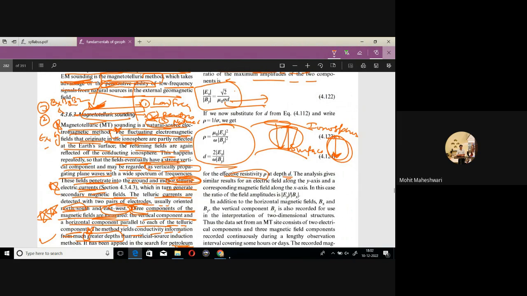Okay, so the analysis gives a similar result for the electric field along the y-axis and a corresponding magnetic field along the x-axis. This equation we have found for the electric field in the x direction and magnetic field in the y direction. Similarly, we can find the equation for Ey and Bx. In addition to the horizontal magnetic fields Bx and By, the vertical component Bz is also recorded for use in the interpretation of two-dimensional structures.